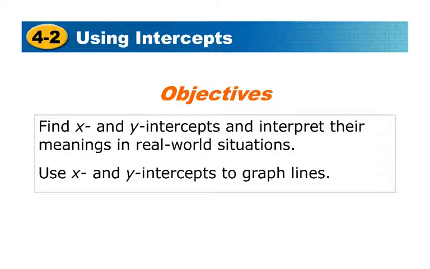Alright, so here we are doing Chapter 4, Section 2. We're talking about using x and y intercepts. That's what our intercepts are. Our objectives are to find those intercepts, x and y, and interpret their meaning in a real-world situation. And then also use x and y intercepts to graph lines, because it turns out all you need is 2 points and you can make a line.